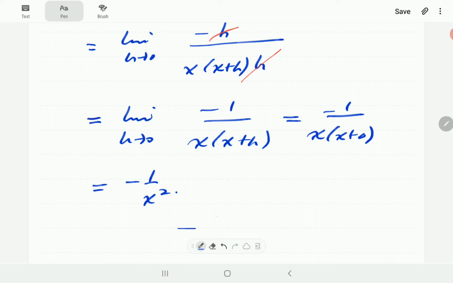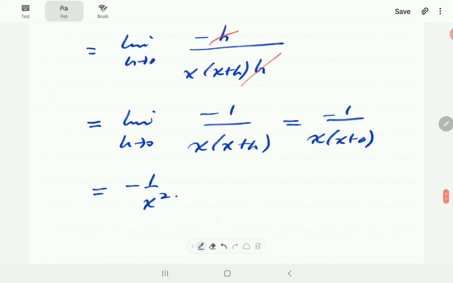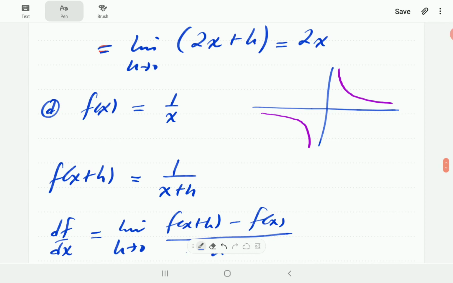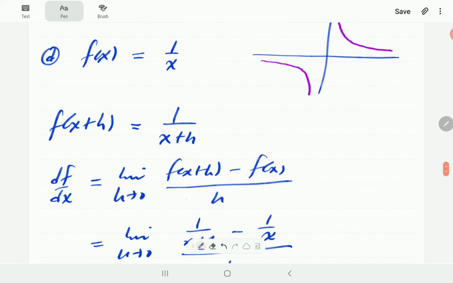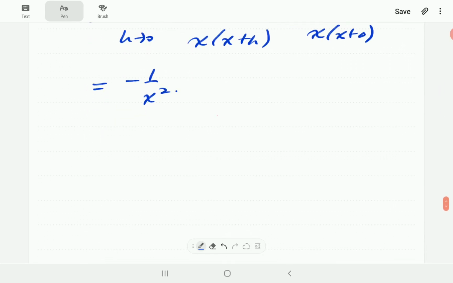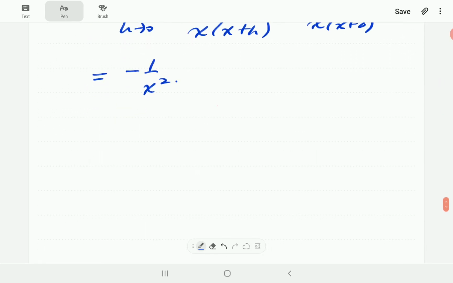Since x squared is always positive, this whole term here is always negative, and that is in agreement with what was suggested when we looked at the graph of 1 over x, that the gradient is always negative. Okay, two more examples, and then perhaps we're going to give you something that you can try.